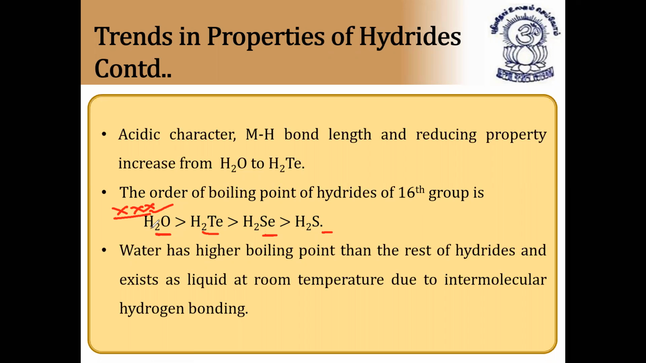Even though oxygen and hydrogen also form a non-metallic hydride, due to the presence of intermolecular hydrogen bonding, water has a higher boiling point than the rest of the hydrides and exists as a liquid at room temperature. So due to this, the boiling point of water is 100 degrees C. The boiling point of water is how much? 100 degrees C. So that's why this is a trend. Whenever you have different trends than the regular trend, those are the trends they'll ask in the examination. I hope it is clear. Next.